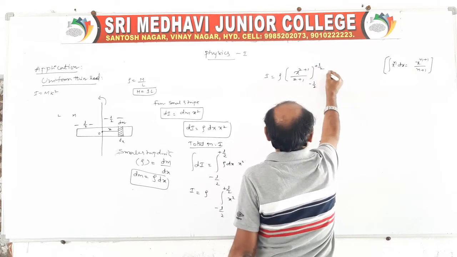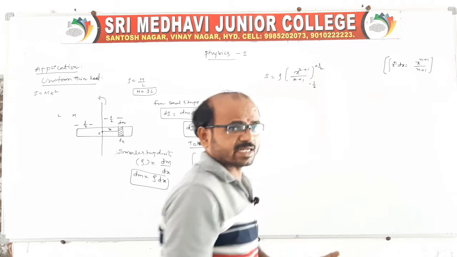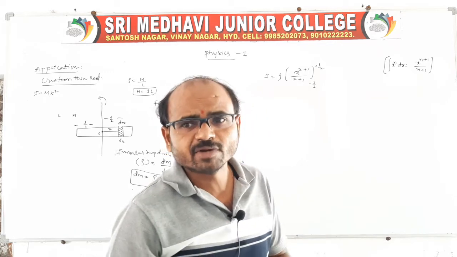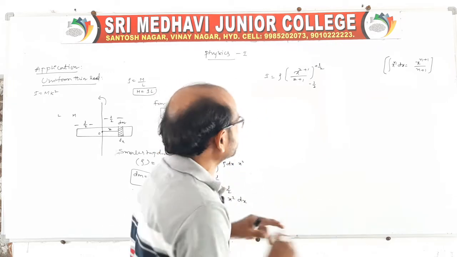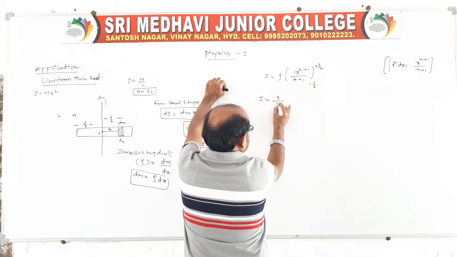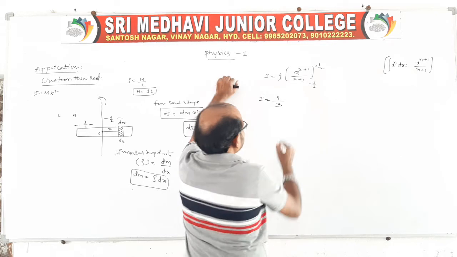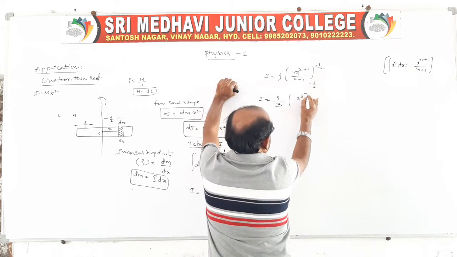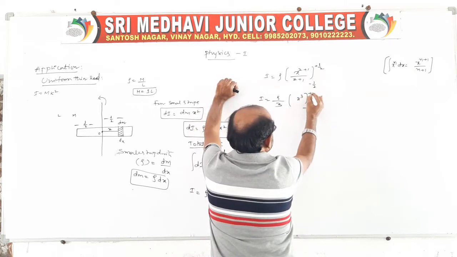In mathematics we can also add a plus c, an integration constant, but here it is not required, so you leave that integration constant. So I is equal to rho by 3, because 2 plus 1 is 3, no? Here it is x cube from minus L by 2 to plus L by 2.